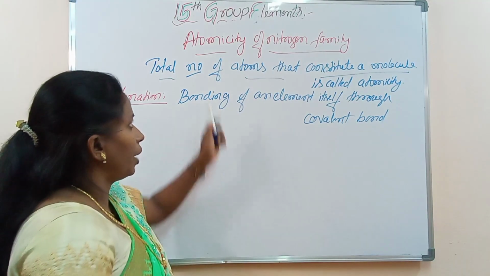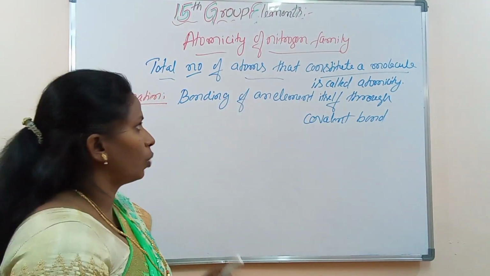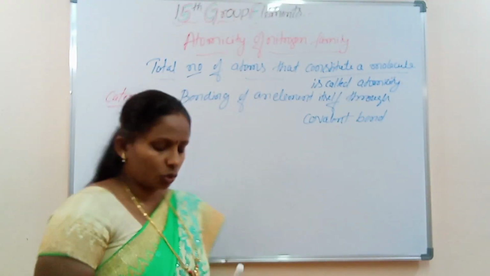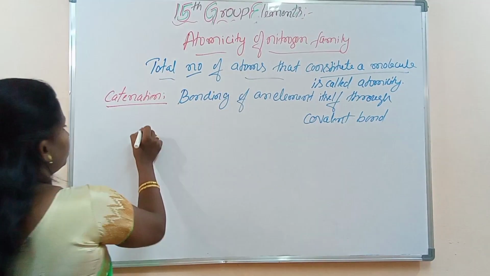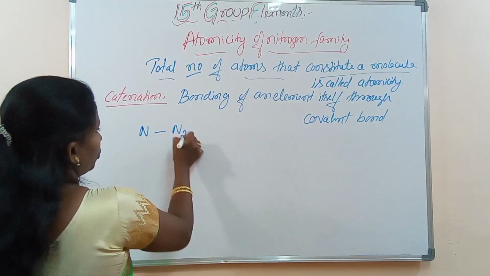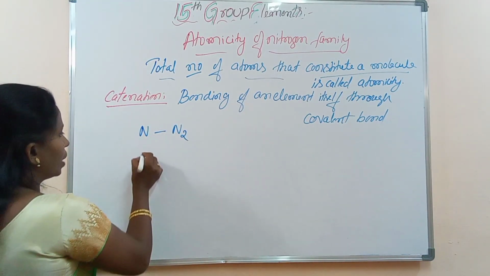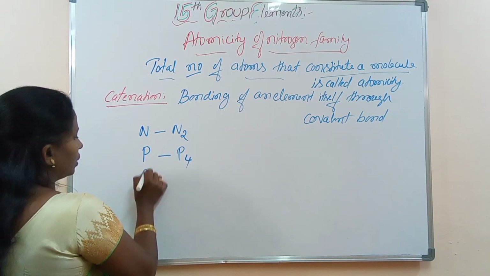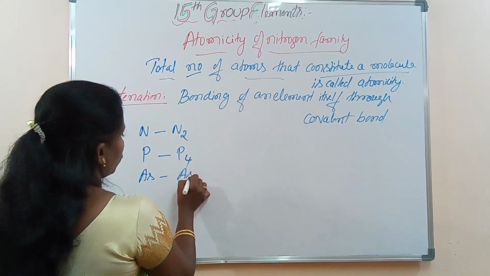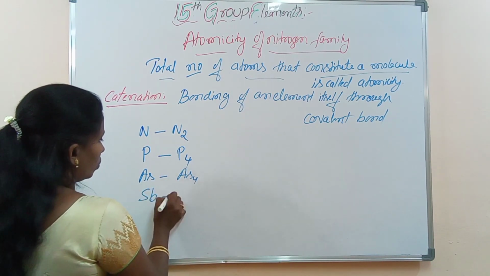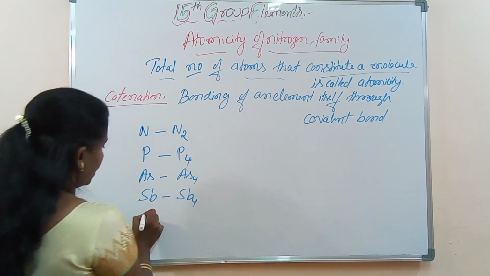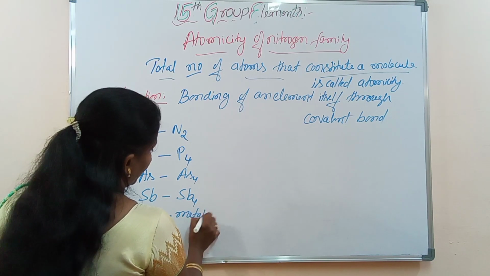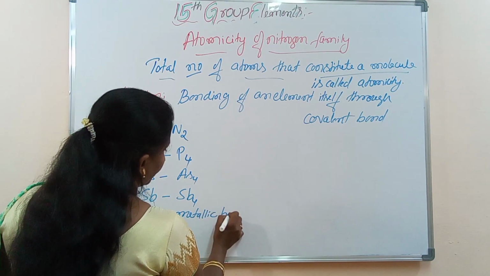Next, the atomicity of the nitrogen family. What do you mean by atomicity? The total number of atoms that constitute a molecule. Nitrogen exists in N2 form, a nitrogen dimer. Phosphorus is in the form of P4, arsenic As4, then antimony Sb4, then bismuth has metallic bonding.